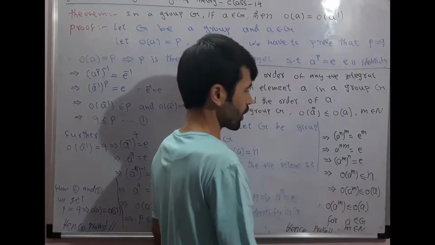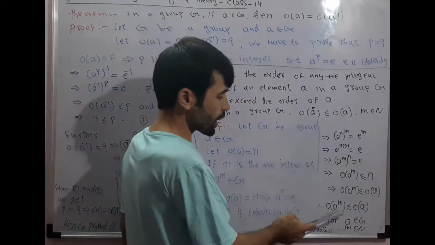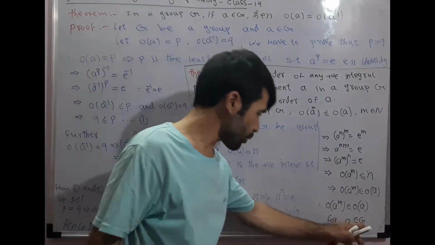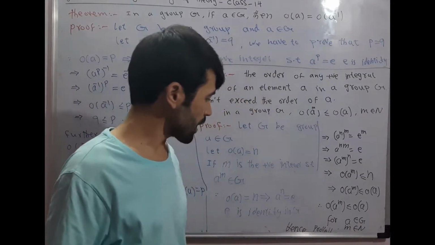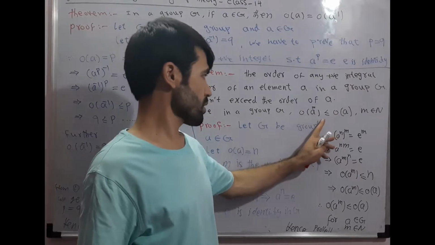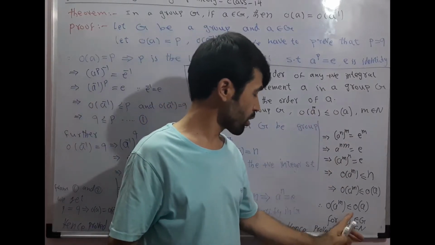Therefore, the order of a to the power m is less than or equal to the order of a, for a belongs to G and m belongs to the natural numbers. Hence proved. We got the result: the order of a to the power m is less than or equal to the order of a.